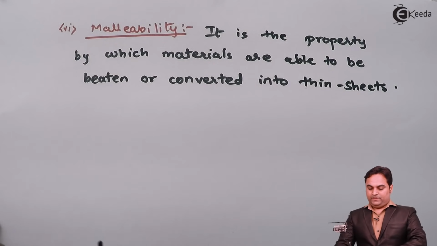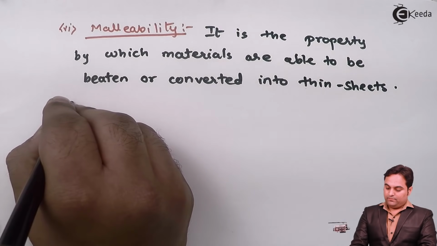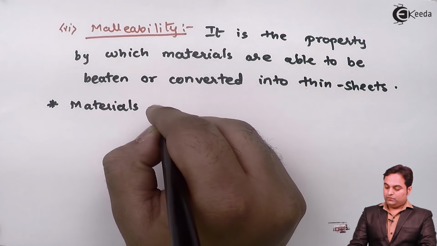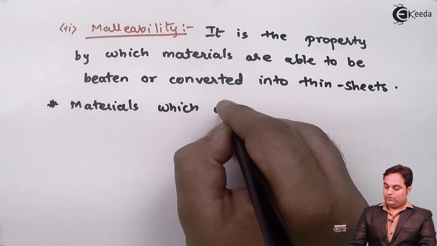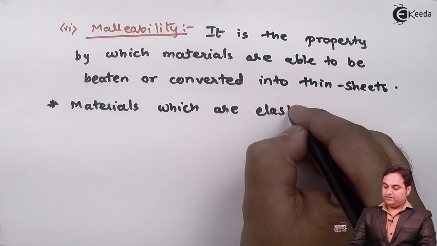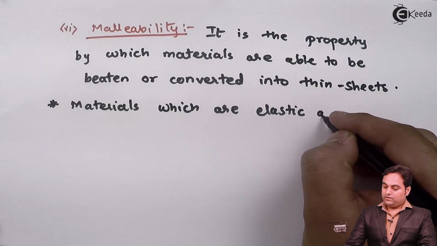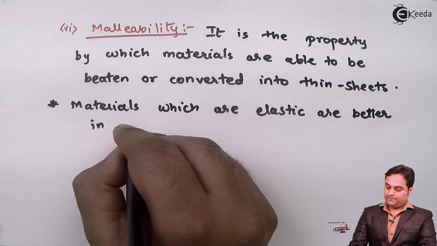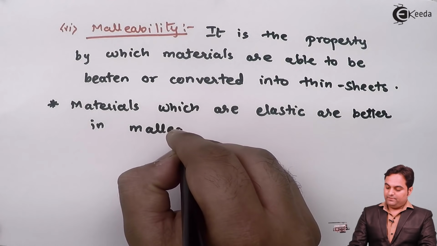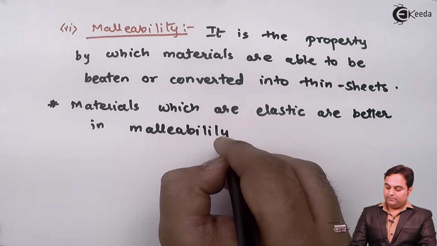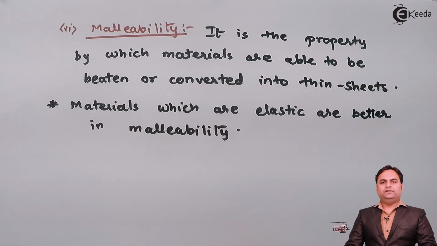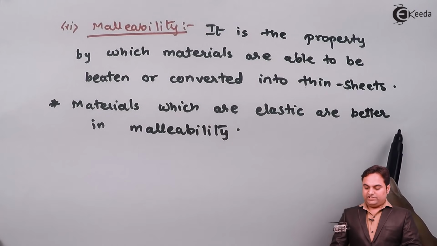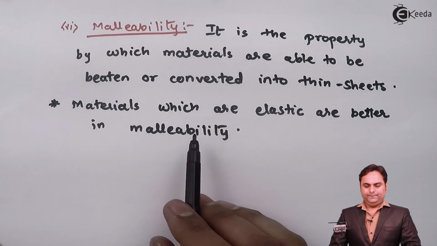So here I can say that materials which are elastic are better in malleability. That is, the materials which are more elastic, they are considered to be more malleable. So materials which are elastic are better in malleability.